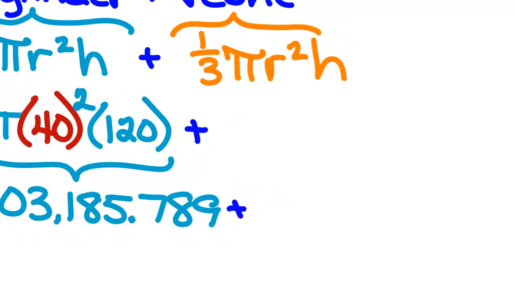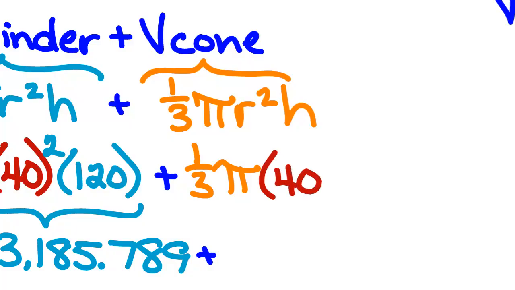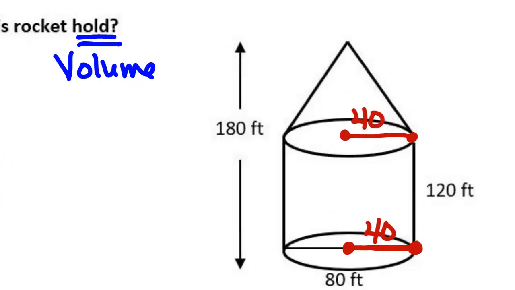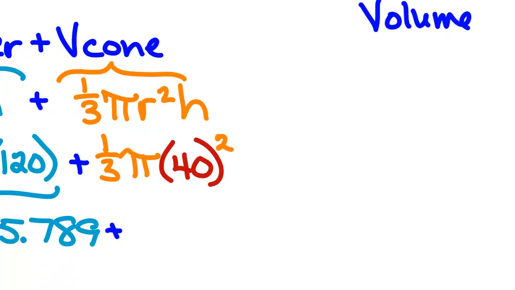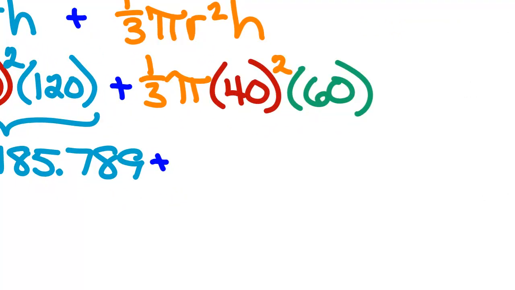Plus, now we have to go do the cone. The 1/3 stays there. Pi stays there. What goes in for R? 40. So I have 40 squared times the height of the cone. 60. How'd you get 60? 180 minus 120, yes. So 1/3 pi times 40 squared times 60. What does that come out to be?